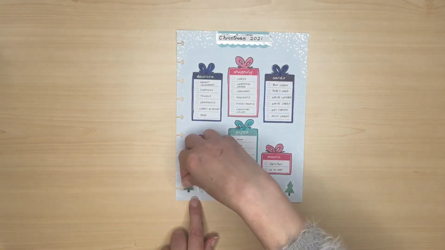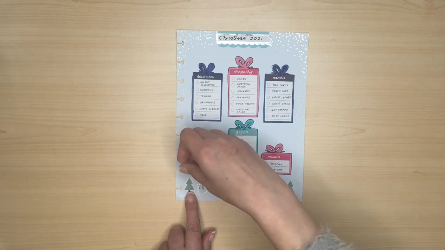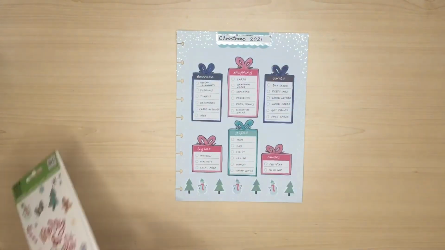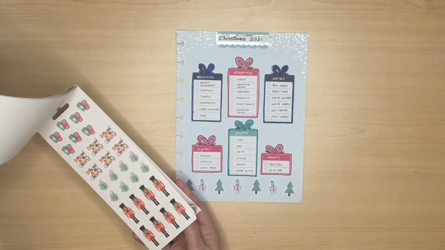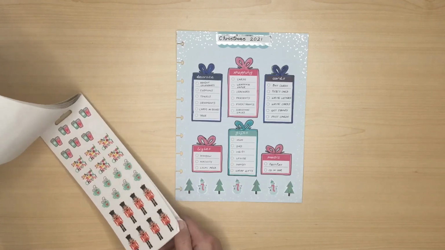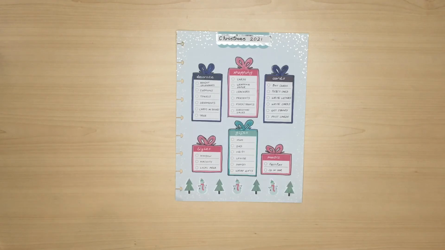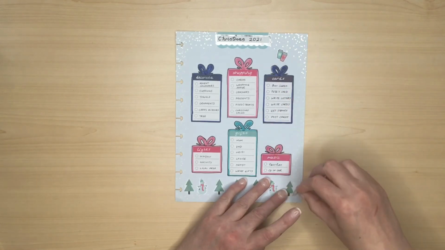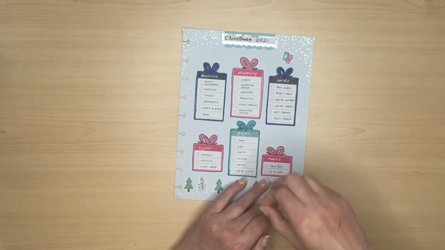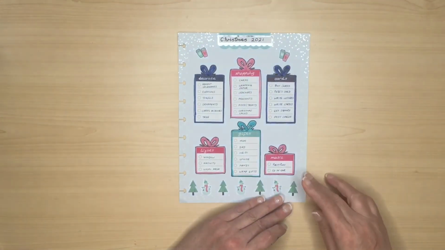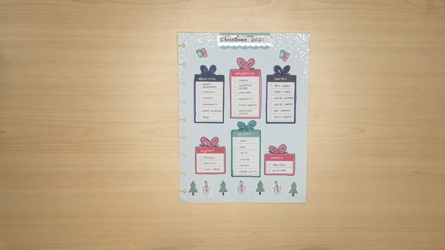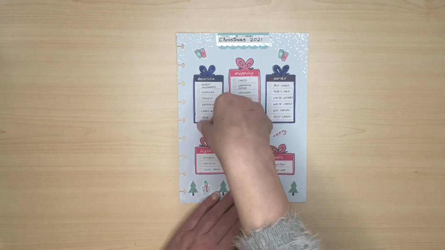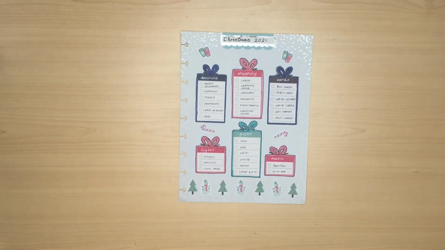Last Christmas tree. Just feel like it needs something maybe at the top. So I have a little look through just to see what else I can find. Quite like these cups here, I might put a few of those on. And perhaps a couple of candy canes. And I think that's done.